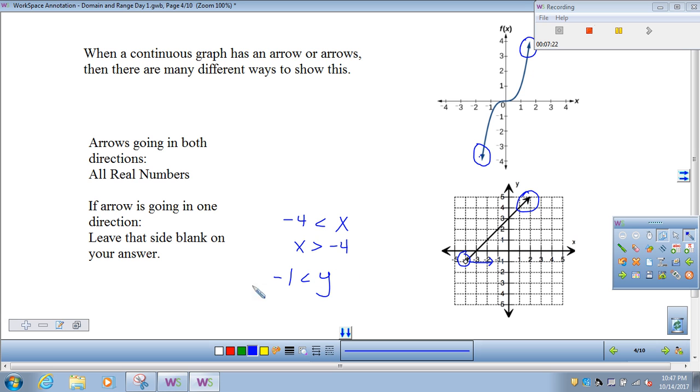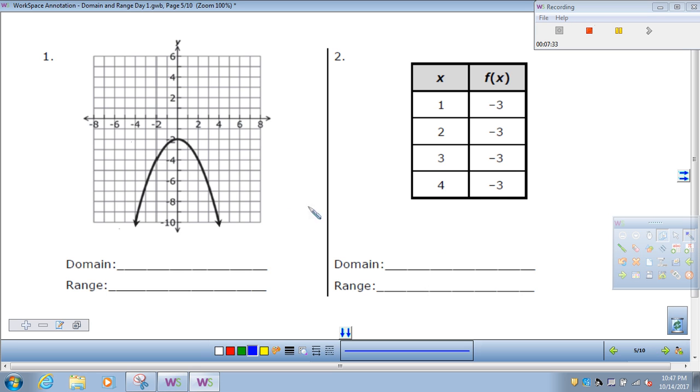And then once again, I want my y to be on the left, and the alligator's eating it, so we will flip this and say y is greater than negative 1. Alright, we'll do just a few questions.